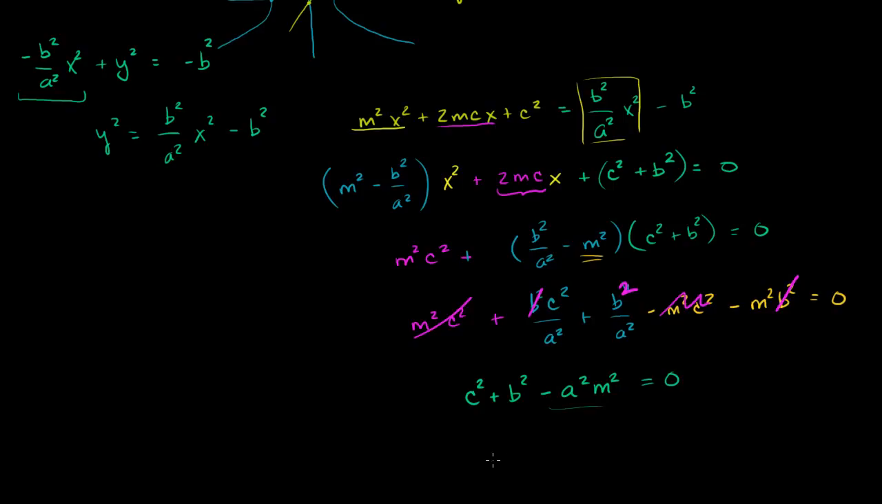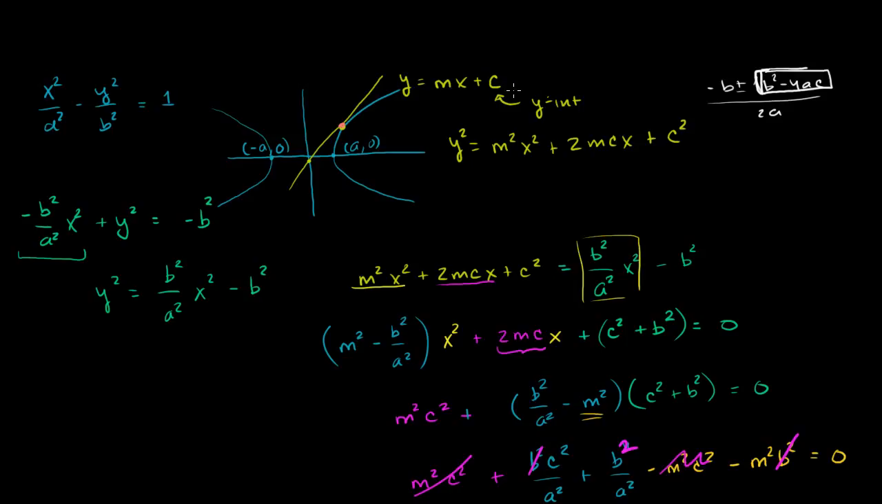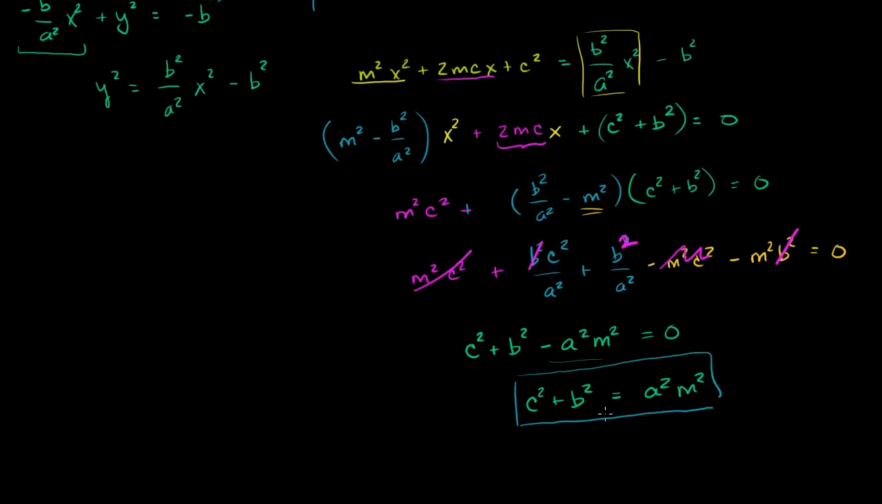Or we could add this to both sides of this equation. We get c squared plus b squared is equal to a squared m squared. And what's really neat about this is we now have a very simple relationship. If we know the equation of the line, if we know what m and c are, we then have an interesting relationship for a and b. If we know what a and b are, we have an interesting relationship for the equation of the line. And maybe if we have a few other constraints, we could actually solve for them. But we'll actually take this and use this in the next IIT problem we're going to do.